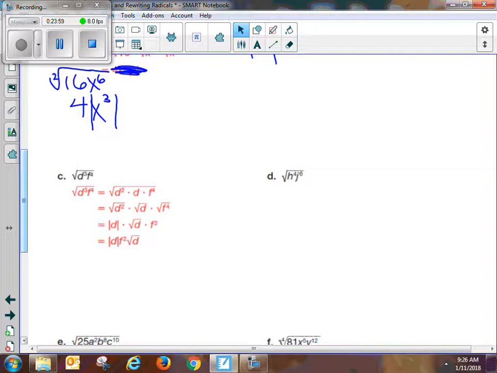Okay, you guys are D? Perfect. H squared, J cubed, the bars around the J because we had an even index, so we had to protect the odd power to make sure that it is a positive. Everybody good so far? Okay.